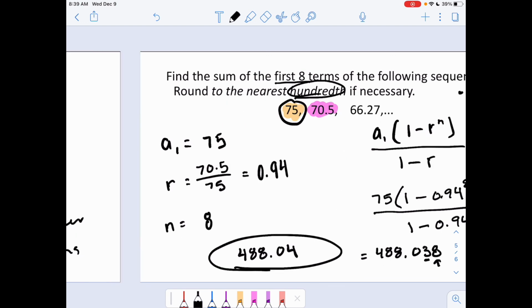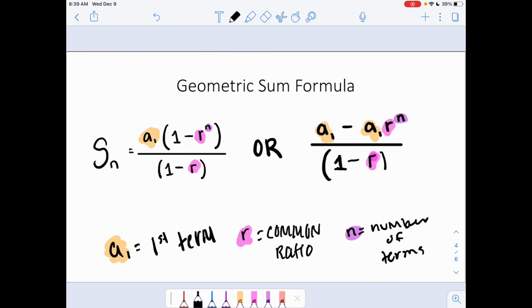To summarize, there's 2 ways you'll see the geometric sum formula written, but they mean the same thing. They're both composed of a first term, a common ratio, and a number of terms. And if you can't identify the common ratio, then you'll need to take the second term and divide it by the first.